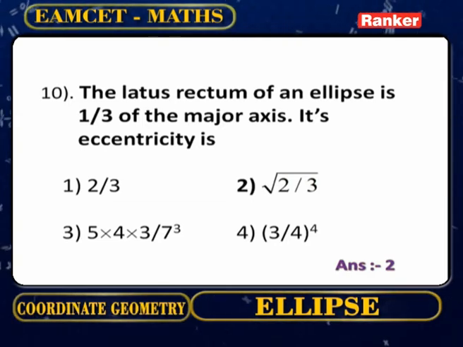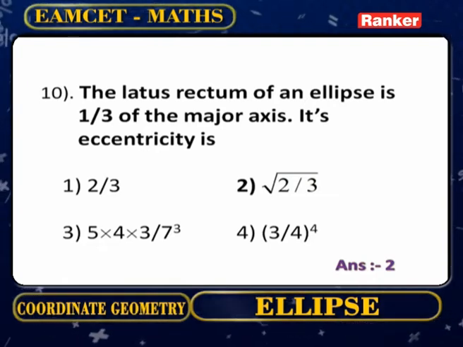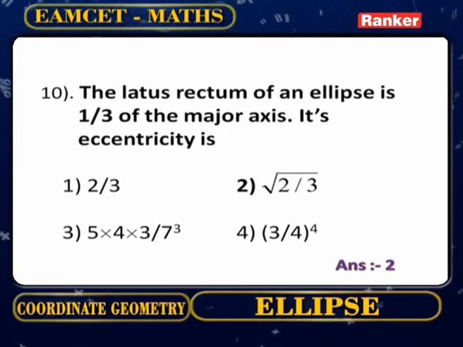The latus rectum of an ellipse is 1/3 of the major axis. Then find its eccentricity. Now, the length of the latus rectum of the ellipse equals 2b square by a, which equals 1/3 of the major axis. The length of the major axis is 2a. So 2b square by a equals 1/3 of 2a.